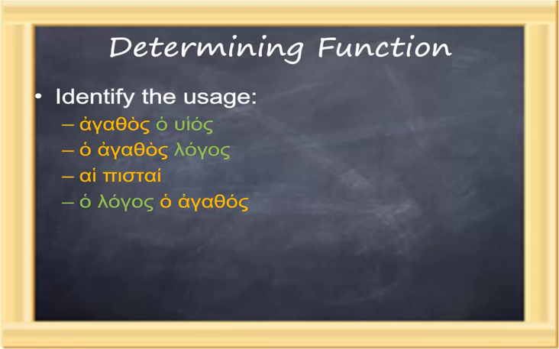Example number 4, ho logos ho agathos. The adjective is articular. It has an article. It also has a noun with which it agrees. So the adjective is functioning as an attributive, and the phrase would be translated, the good word.